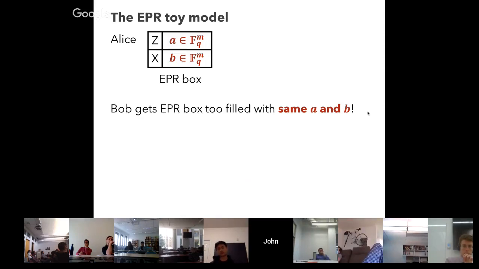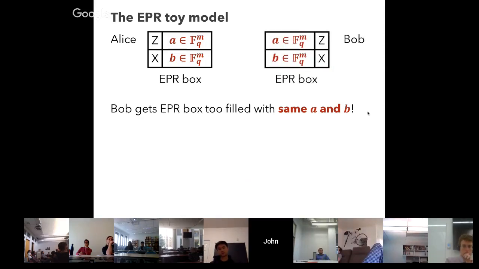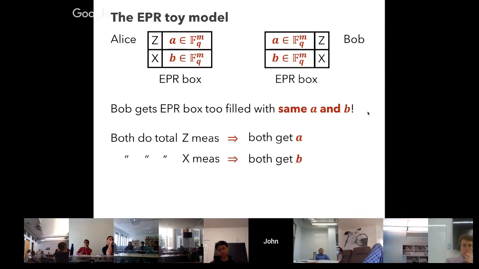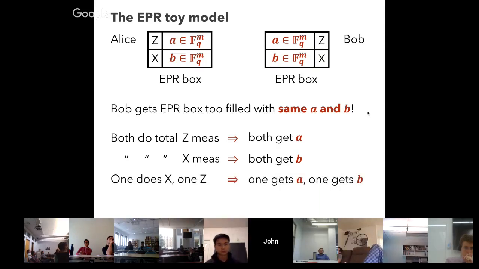So that's just the Alice side of things. What does Bob get? Well, Bob gets his own EPR box, except it's filled with the exact same random A and random B. So for example, if both of them do a Z measurement, they both get A. If both of them do an X measurement, a total X measurement, they both get B. If one does a total X, one does a total Z, then one of them will get A, one of them will get B. And in this case, their answers will be totally uncorrelated because A is uncorrelated with B. But this kind of shows you how they can use these boxes to sustain various levels of correlation between each other.